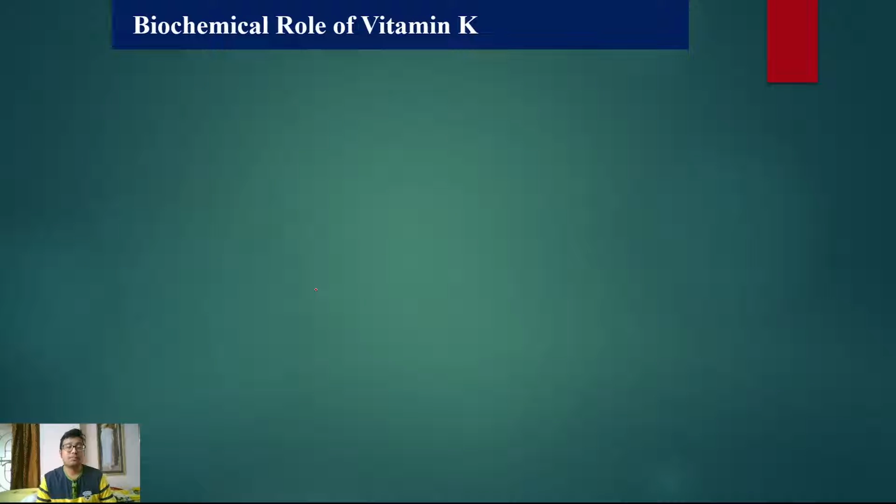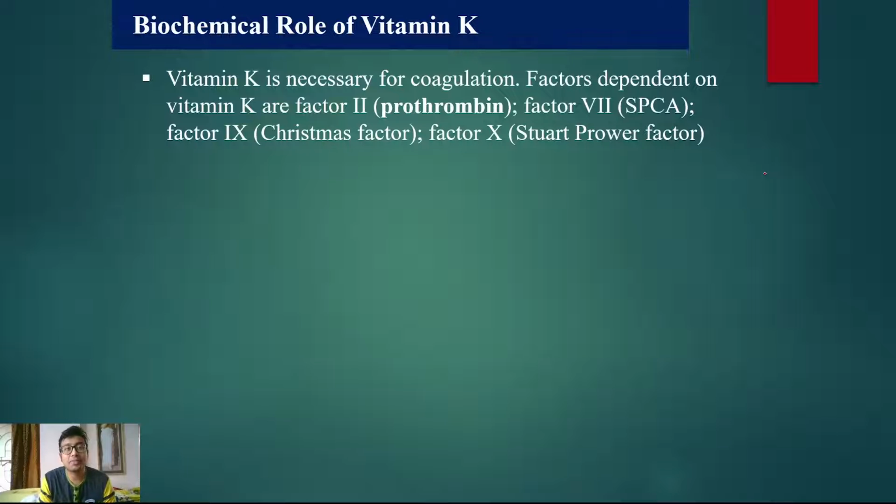So, most important, what's the biochemical role of vitamin K? Next, we come to the biochemical role of vitamin K. So, right away you need to know vitamin K is necessary for coagulation. It means it is a procoagulant vitamin. So, it will prevent hemorrhage, it will prevent bleeding.